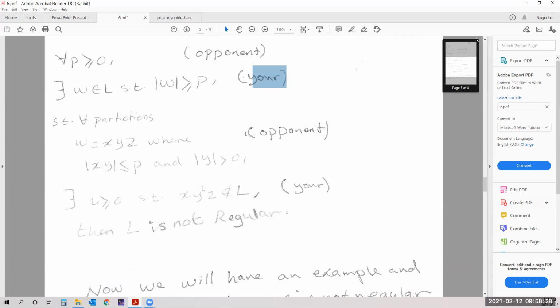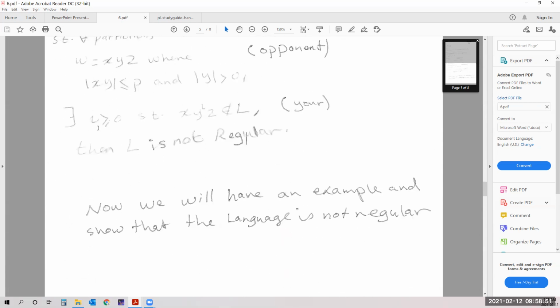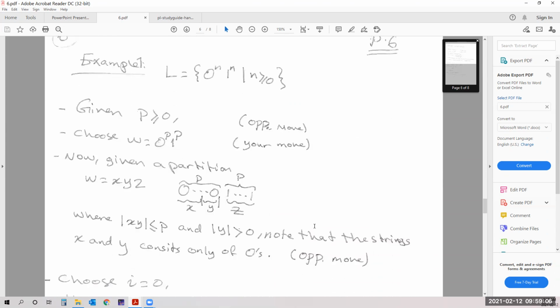If so, then the next move: there exists I, greater or equal to 0, such that X, Y to the power I, Z does not belong to L. This is your move. If we reach this result, then L is not regular. At the beginning, we assume it's regular. Then by contradiction, once this is negated and not belonging to L, we prove that the language is not regular. Now we will have an example and show that the language is not regular. By example, it will be clear. So the same example in the handout.